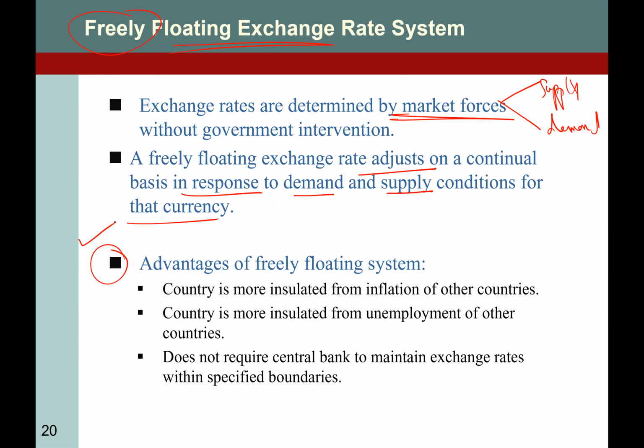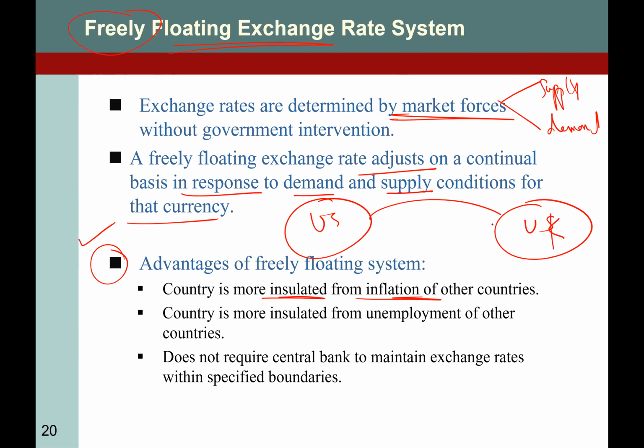What are the advantages? Countries are more insulated from inflation in other countries. How is that? Let's take the example of the UK and US again. If inflation here rises, right? So they are consuming more goods. So it pressurizes the UK inflation upward also.